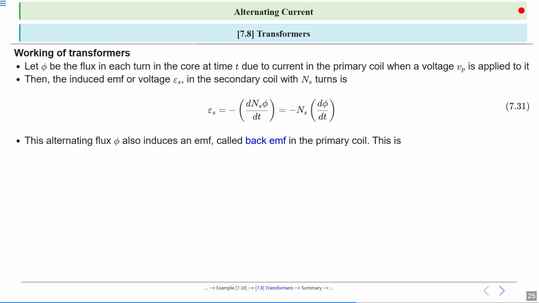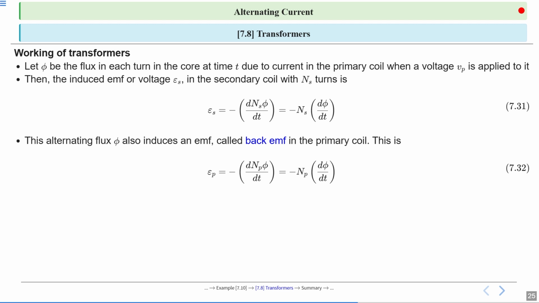And due to the change in current in the primary coil itself, an EMF will be induced in the primary coil itself also. That is called self-induction. So due to the self-induction phenomenon, there is an EMF induced in the primary coil also. That is known as back EMF. It is given by epsilon p equal to minus Np d phi by dt, and Np, the number of turns of the primary coil, is constant, so it comes out of the derivative.